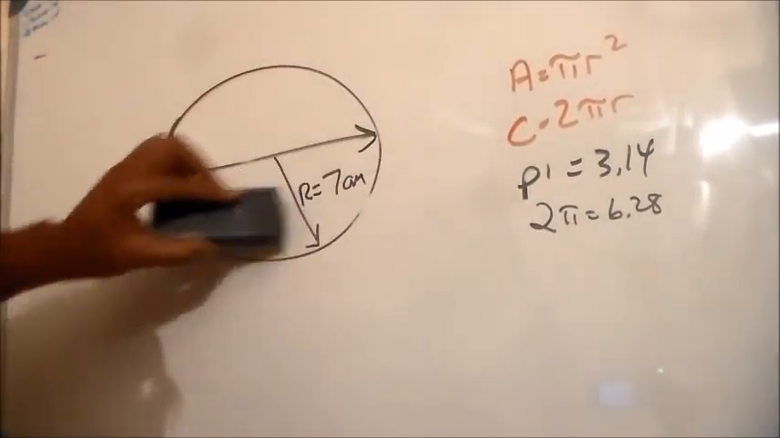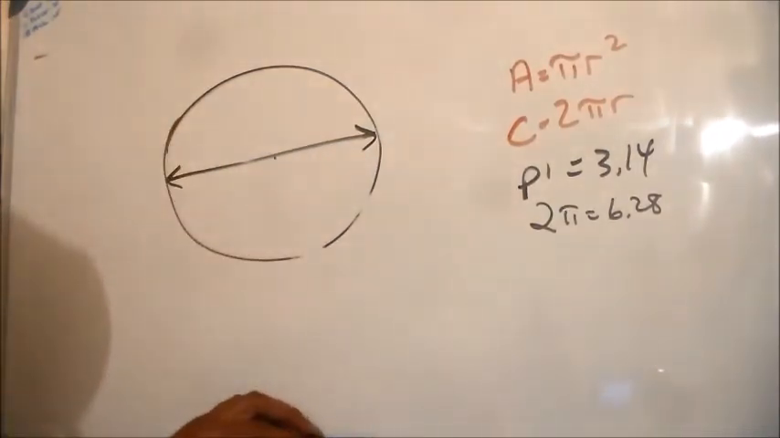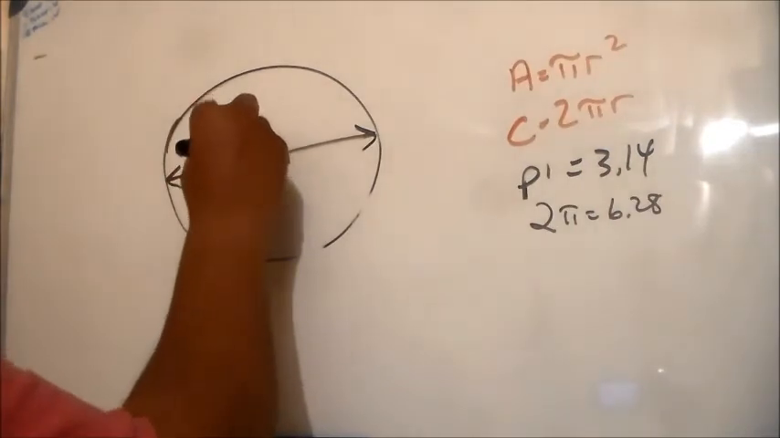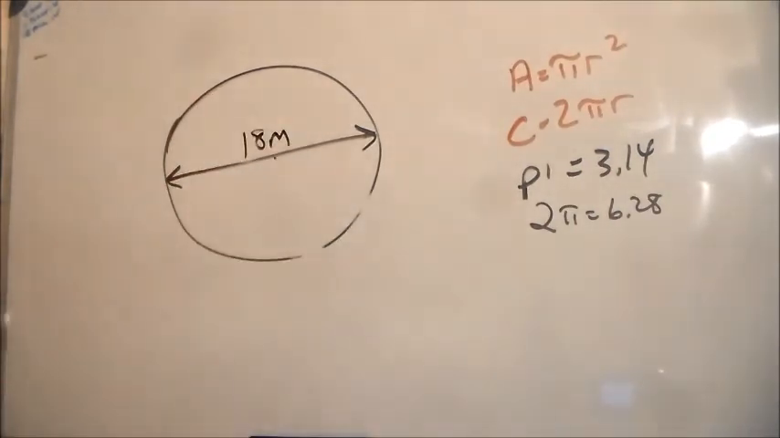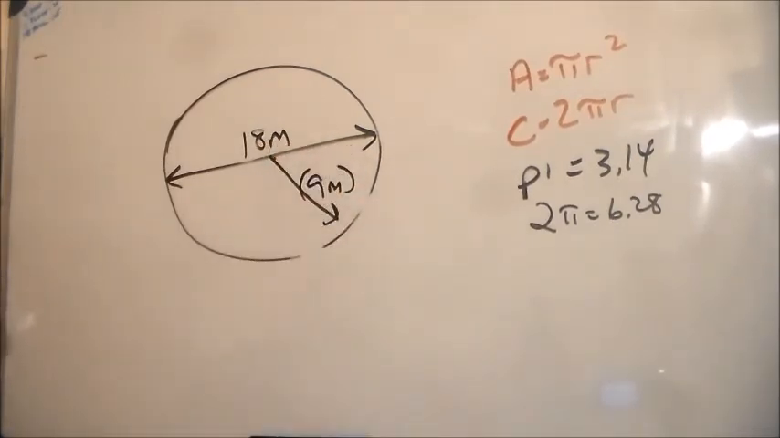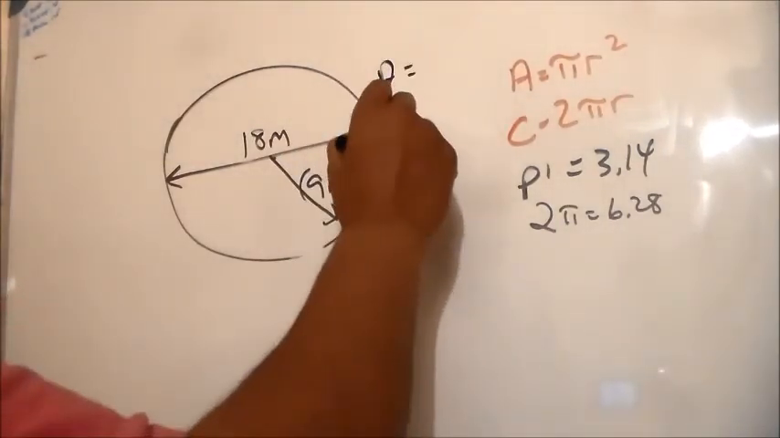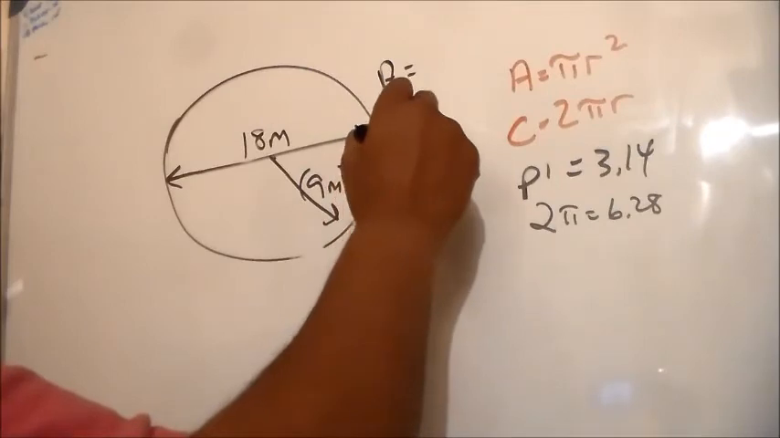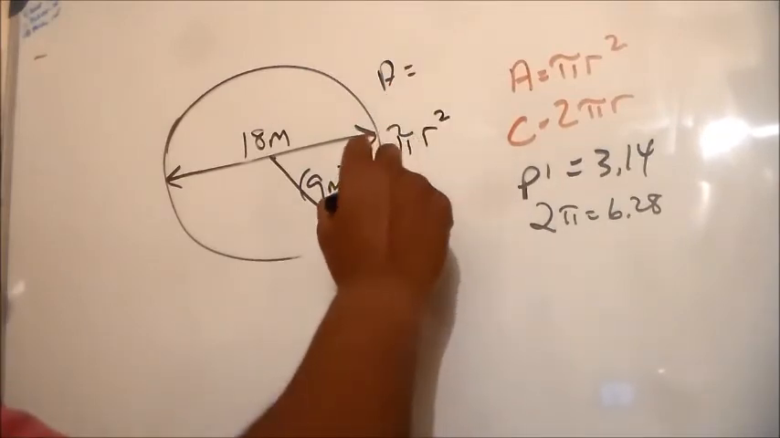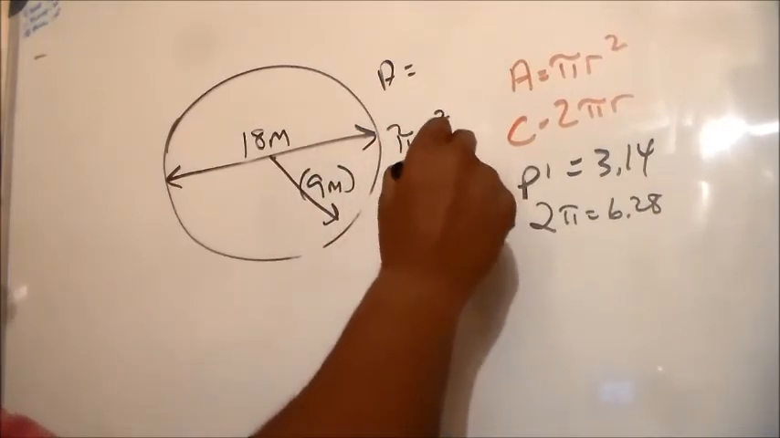We'll do one more. Okay, so they gave us a whole diameter this time. And this is 18 meters, so our radius is going to be 9 meters. We want to find the area. Area is going to be equal to pi r squared, 3.14 times 9 squared, which is 81.